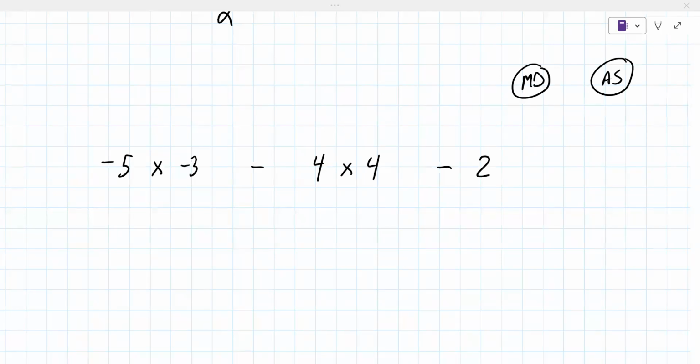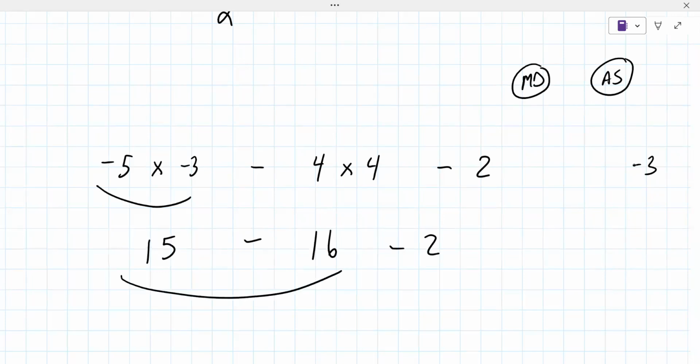All right, if I'm correct, it should be -3. Take a look here. -5 times -3 is 15. Is that what you have? Yep. Great. And then minus 4 times 4 is 16. What is 15 minus 16? -1. -1 minus 2 is -3. -3. Very good. All right.